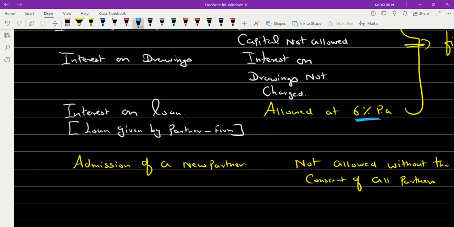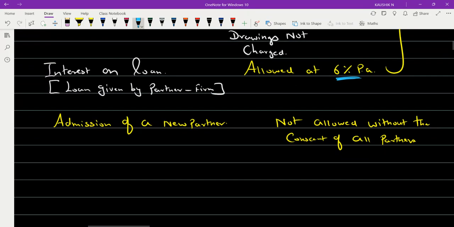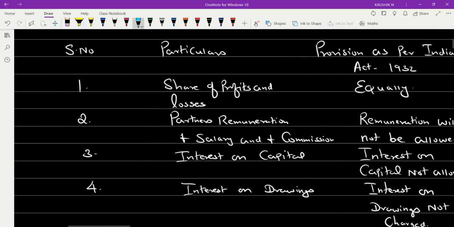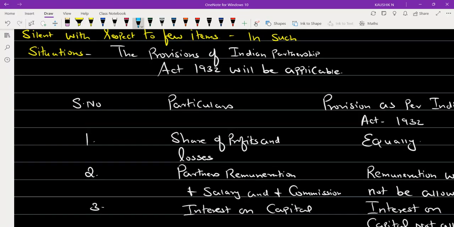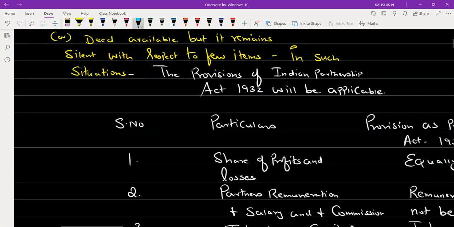The next one is admitting a new partner. A new partner can be admitted in the business only with the consent of all the partners. That means after getting the permission from each and every individual partner. If any one partner is not ready to accept a person as a partner in the firm, then he or she will not be allowed to take part in the business. So these are the conditions, or we can say the provisions laid by the Indian Partnership Act 1932 in the absence of the partnership deed.